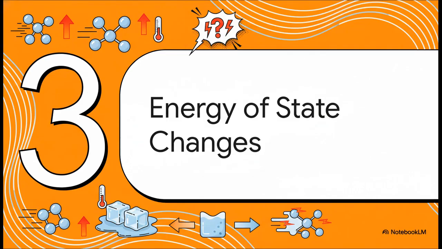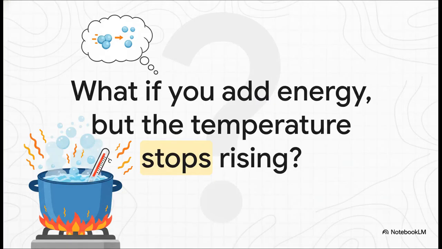Okay, so heating makes things hotter. Got it. But what happens if you keep pouring energy in and the temperature just stops going up? This is where things get really, really interesting. Seriously, picture it. You've got that pan of water boiling away. The thermometer says 100 degrees Celsius. You keep the heat on full blast, pouring energy in, but that thermometer just stubbornly stays at 100. It doesn't budge. So where is all that energy going?